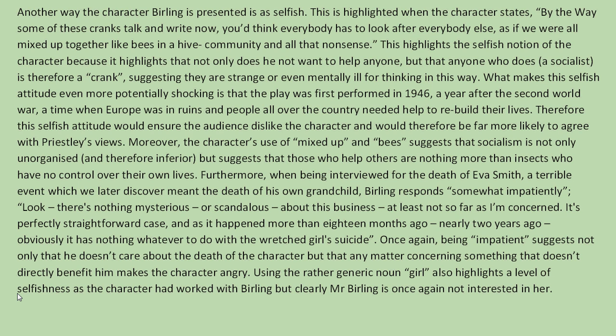Furthermore, when being interviewed for the death of Eva Smith, the second quote, a terrible event which we later discover meant the death of his own grandchild, Birling responds somewhat impatiently, "Look, there's nothing mysterious or scandalous about this business, at least as far as I'm concerned. It's a perfectly straightforward case, and as it happened more than 18 months ago, nearly 2 years ago, obviously there's nothing whatsoever to do with this wretched girl's suicide." Once again, being impatient suggests not only that he doesn't care about the death of the character, but that any matter concerning something that doesn't directly benefit him makes the character angry. Using the rather generic noun "girl" also highlights a level of selfishness as the character had worked with Birling, but clearly Birling is once again not interested in her.